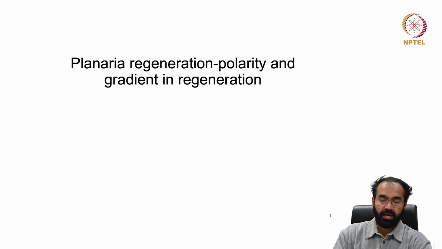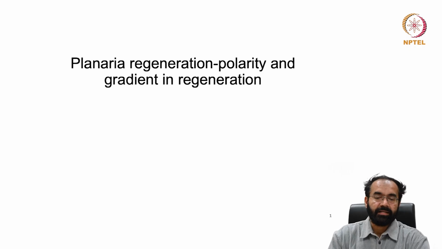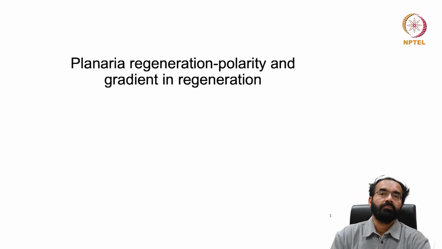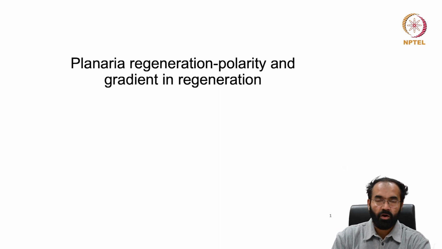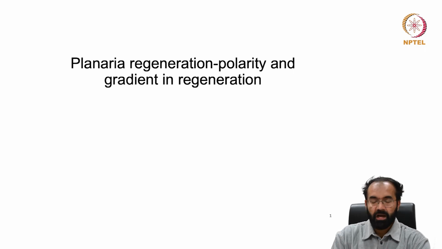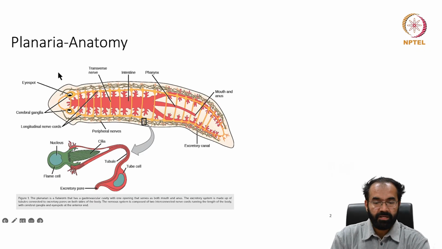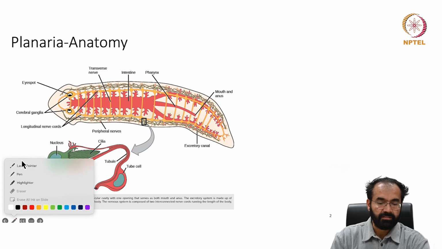Welcome back to another session of regeneration biology. Today we will learn about how different polarity or different signaling events decide the gradient or polarity in the animal's body, and how the gradient or polarity of a given chemical contributes to regeneration. So if you look, this is the planarian anatomy, as you can see here in this picture.